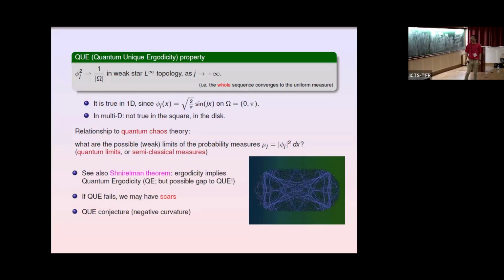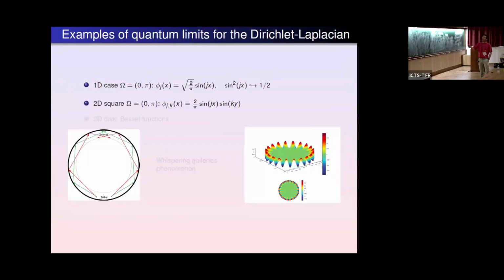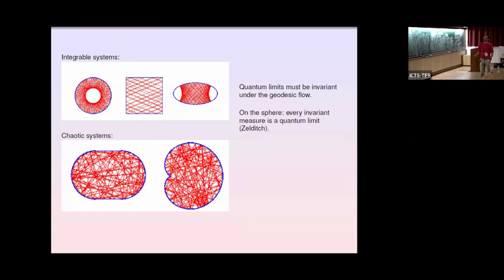An open problem that is making very busy many mathematicians in the whole world, the world of semi-classical analysis. Each one would like to determine new quantum limits, and only very few are known. I showed you very simple ones in 1D, of course, in 2D, for the square, for the disk, and, well, essentially, that's all. Almost.